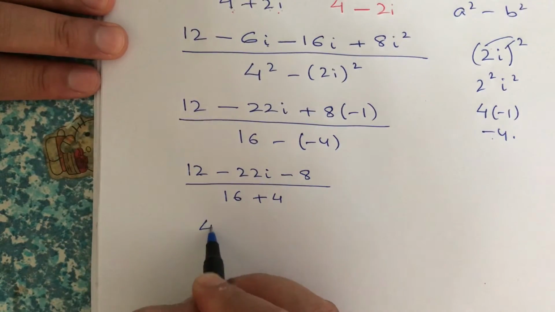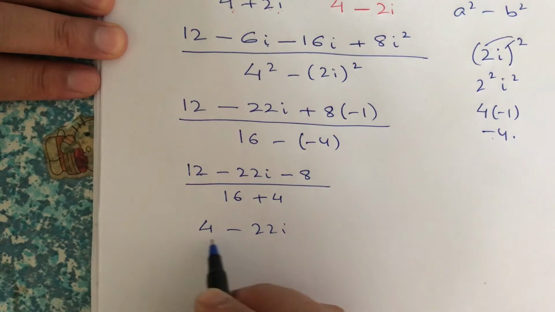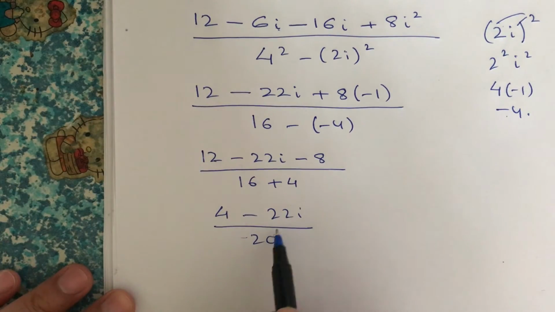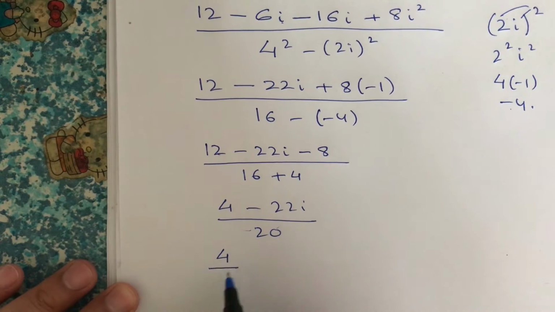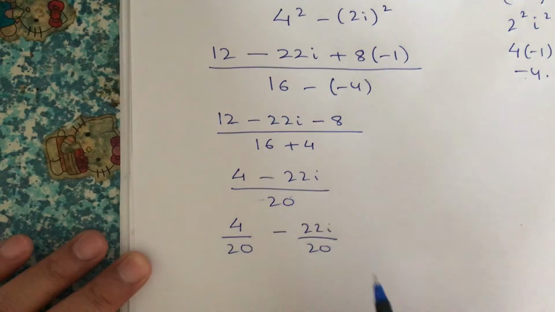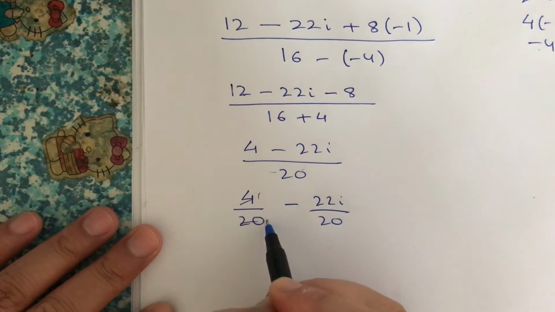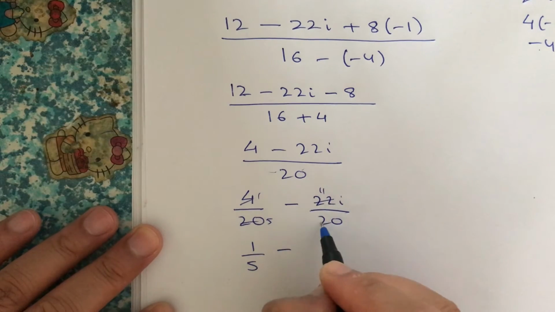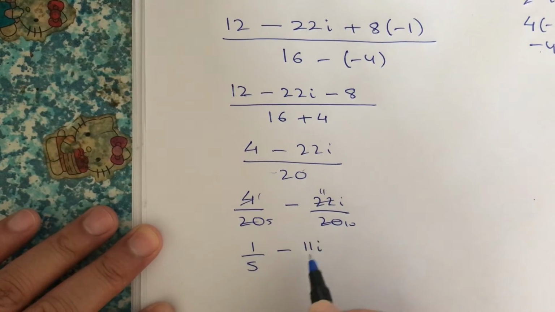12 minus 8 will give me a 4, minus 22i divided by 20. Now this 20 is for both of them, so we separate them. So we write 4 by 20 minus 22i by 20, and if they can be cancelled, we cancel. 4 ones are 4, 5 ones are 5, so we get 1 by 5, minus, this can also be cancelled, 2 11s are 22, 2 10s are 20, so 11i by 10.